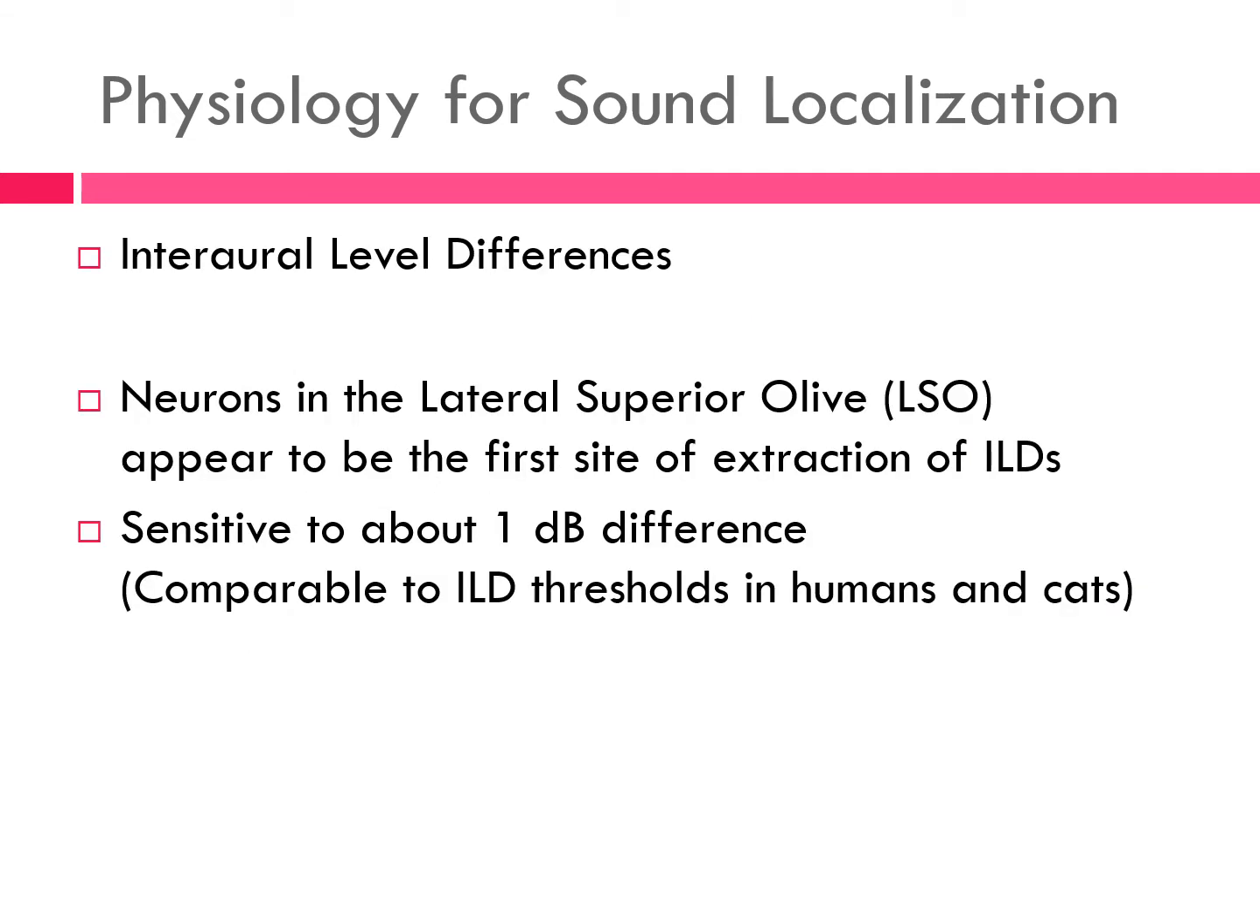There's nothing in your book about interaural level differences, and I know much less about them, but this is what I know. It appears that we have neurons in the lateral superior olive that are the first site of extraction of those interaural level differences, and they are sensitive to about a 1 decibel difference, so a very tiny difference. We have comparable thresholds in humans as we have in cats.